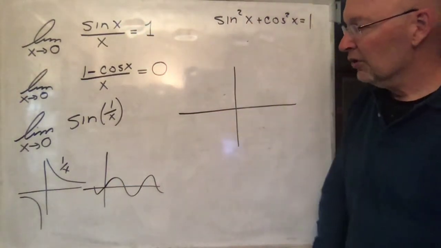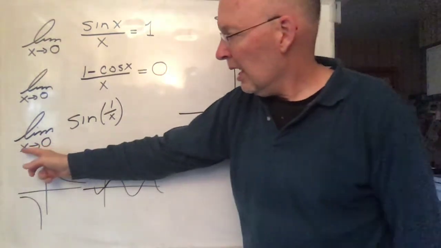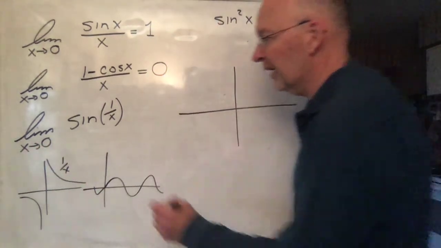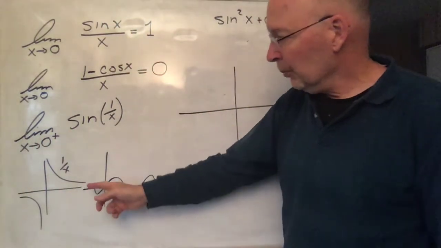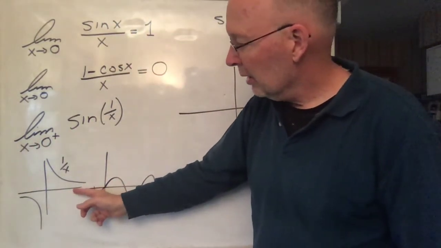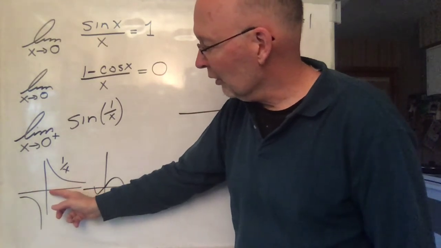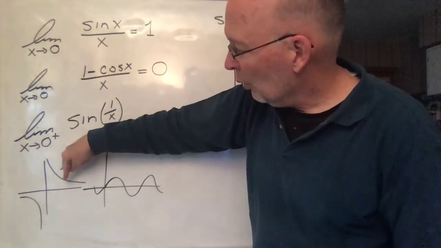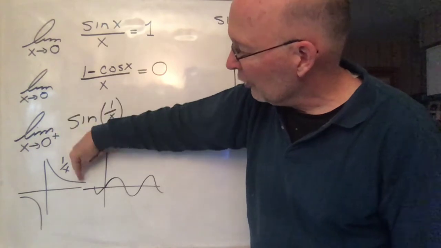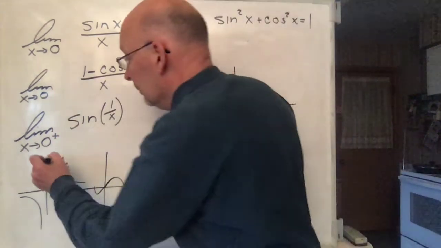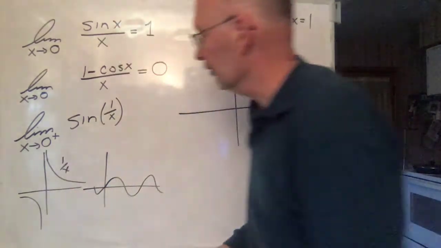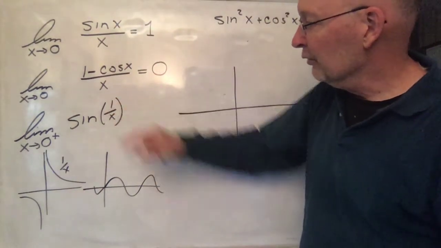So what happens as x approaches 0? Let's make it even easier by just coming in from the right-hand side. As x approaches 0 from the right, x is getting closer and closer to 0. What happens to 1 over x? 1 over x blows up, right? It's going off to infinity, getting larger and larger. So the thing inside the sine is getting larger and larger.